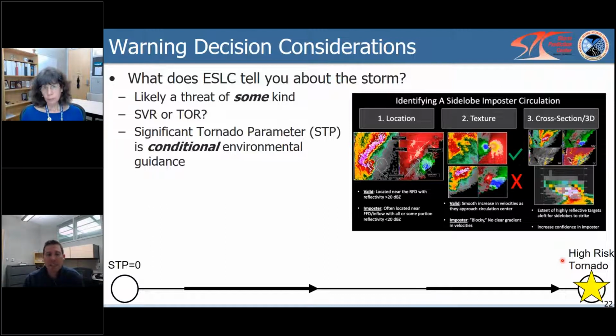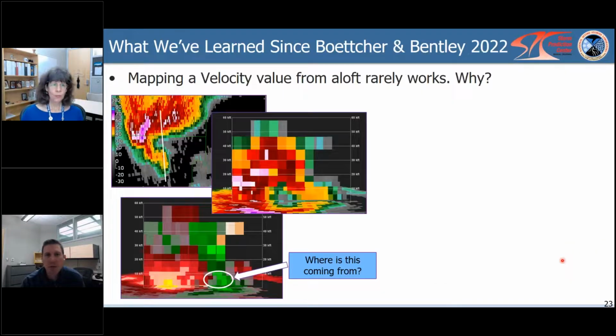And that leads into what we're going to talk about next, because it is possible, on rare occasions, for sidelobe contamination to actually mask a real circulation at the surface. And Jamie's going to talk about that coming up.